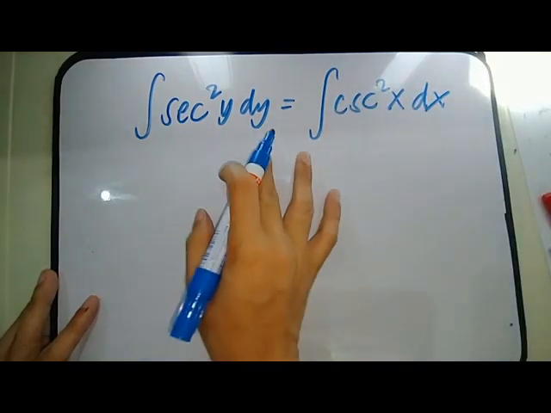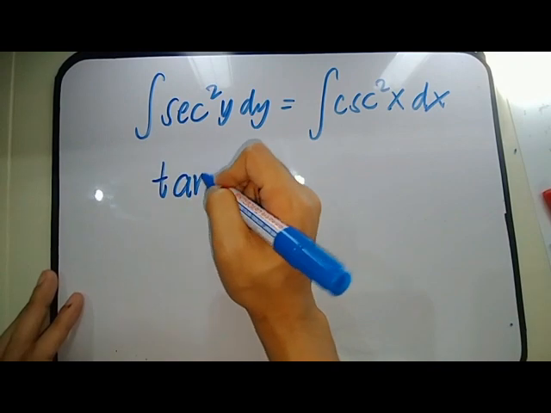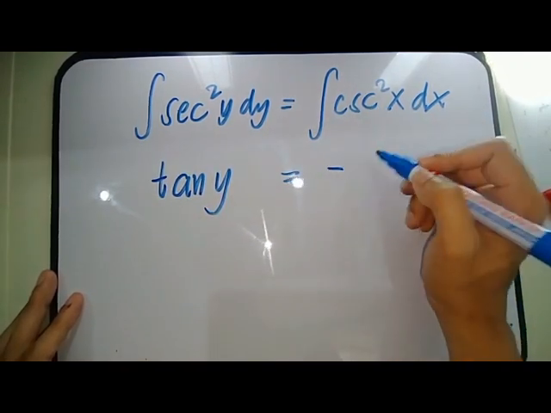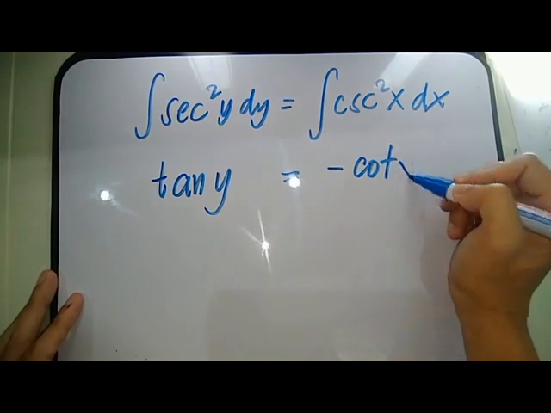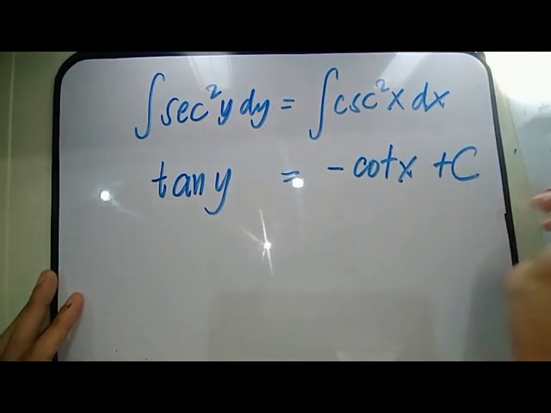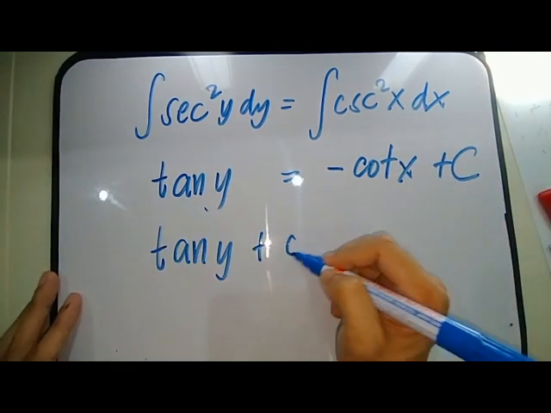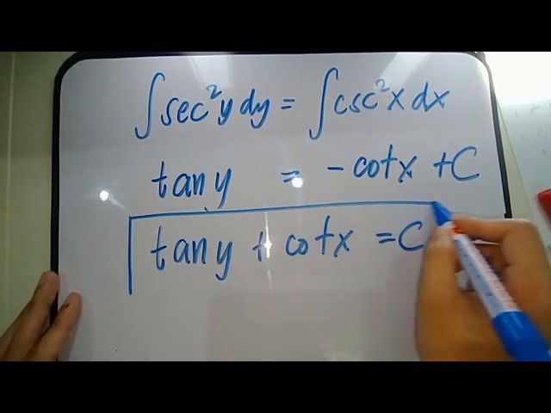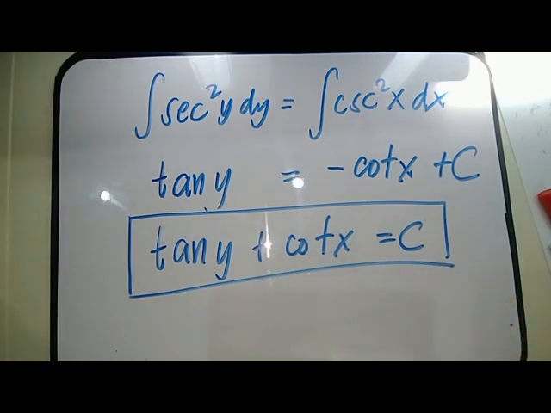So by formula, that is tangent y equals negative cotangent x. Of course, we have plus c. So tangent y plus cotangent x equals c. So this is our general solution. So let's go to our last sample problem.